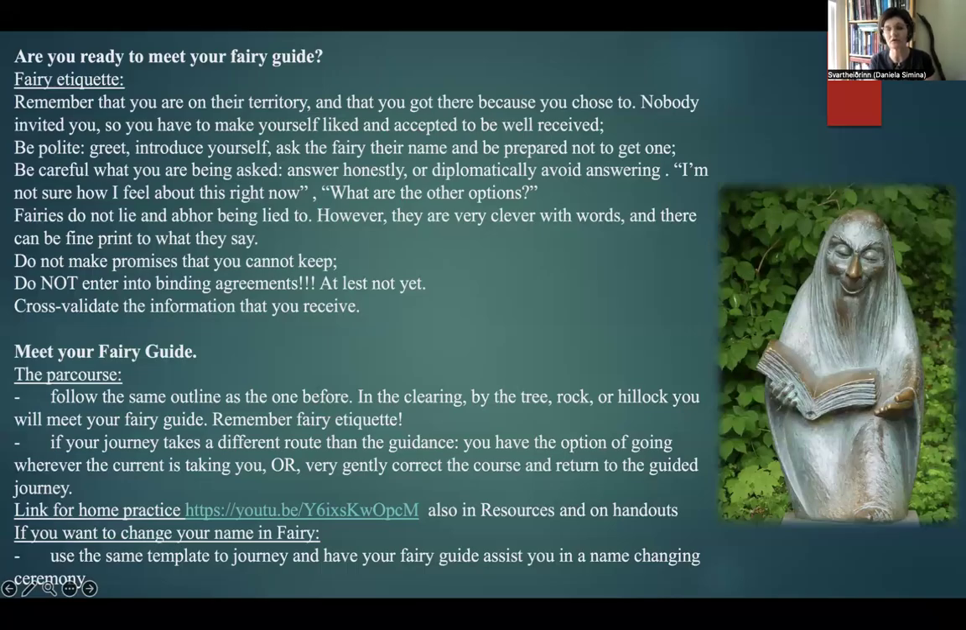Do not enter into binding agreements, and that's like written in capitals. It's not shouting, it's just warning, do not enter into binding agreements, at least not yet. It's like you agree to marry someone on your first date. It's kind of that degree of risk. Then extricating and breaking apart, getting out of the relationship will be much more complicated.